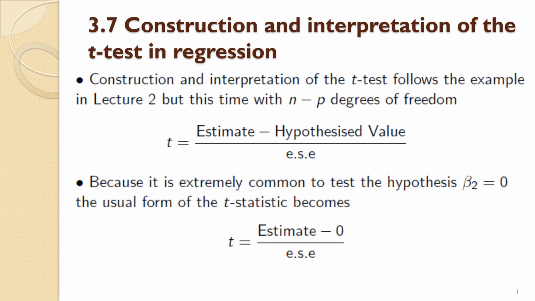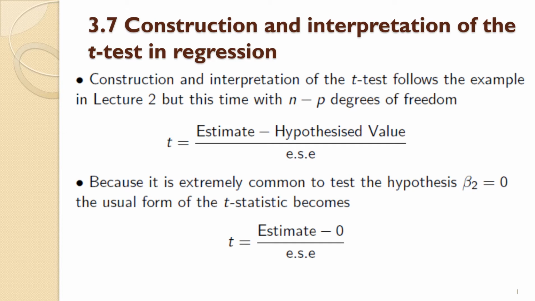So I wanted to say a little more about construction and interpretation of the t-test in regression. The basic construction and interpretation of the t-test follows from the example in the last lecture, but this time you have n minus p degrees of freedom, where p is the number of variables in the regression model. As before, t is the estimate minus the hypothesized value over the estimated standard error, and because it's extremely common to test the hypothesis that the hypothesized value is equal to 0, the t-statistic becomes estimate minus 0 over the estimated standard error.